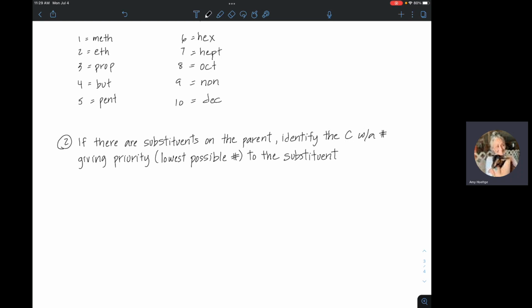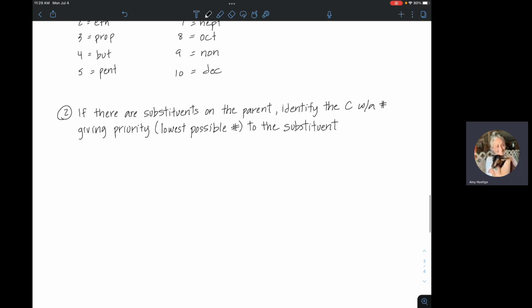And then you're just going to follow it up with the suffix for the alkane. So this is easier to see than it is to hear, I think. So let's do something like this. We'll put a substituent here. We'll keep it simple, and since we just learned alkyl groups, we'll make that a methyl group.